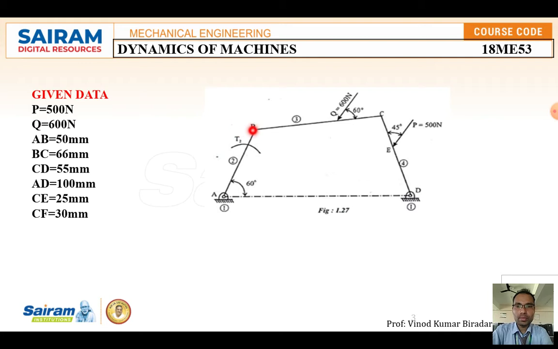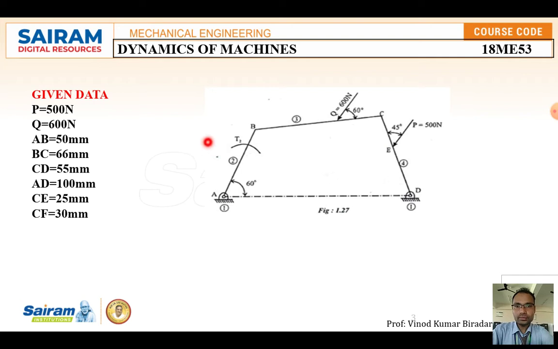Next, BC is given as 66 mm, that is 6.6 centimeter. Again from point B, cut one arc with a length equal to 6.6. Next is CD, which is equal to 5.5 centimeter. From point D, cut one arc with a length equal to 5.5. You are going to get one intersection point, that point is C. Now you got this, not a triangle, this is a trapezium, ABCD. Along with that, they also gave some external forces applied between the links B and C and C and D.